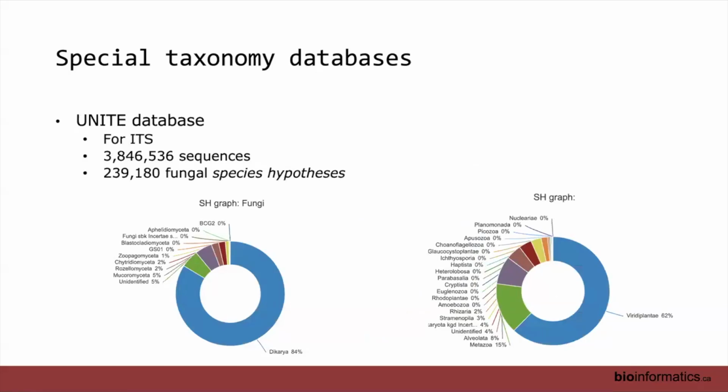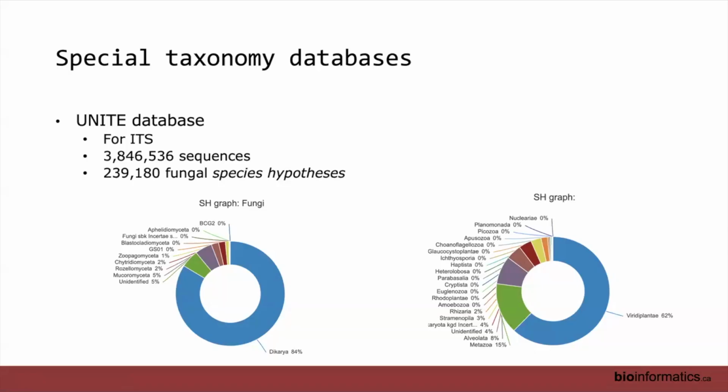And then if you choose to look at the ITS dataset, then the UNITE database is what we're usually using. This is for the ITS region. There's close to 4 million sequences, 239,000 fungal. You'll see SH on it. That stands for species hypothesis.